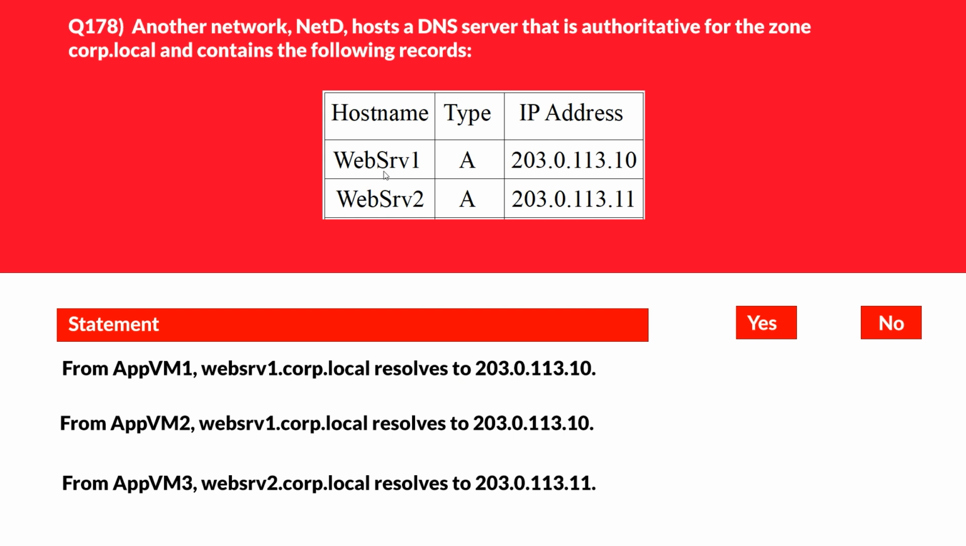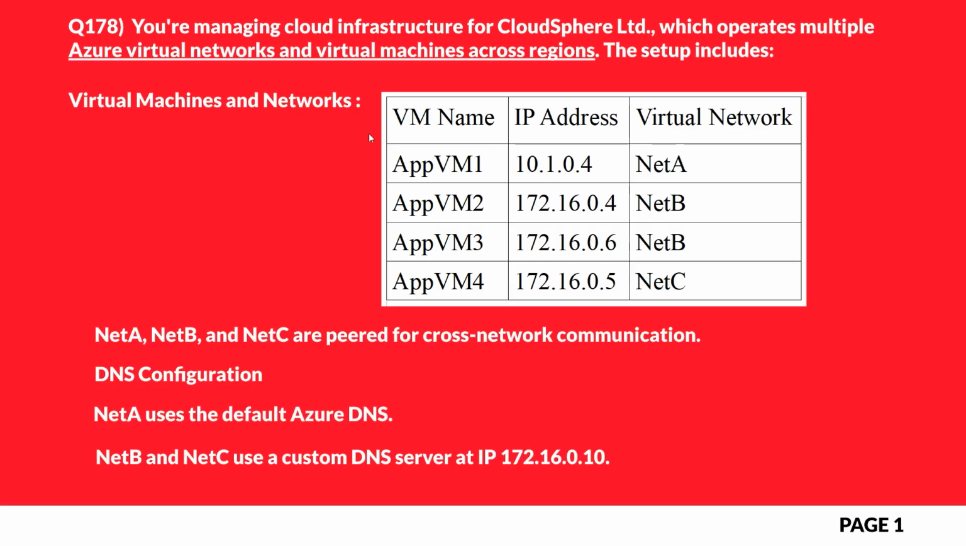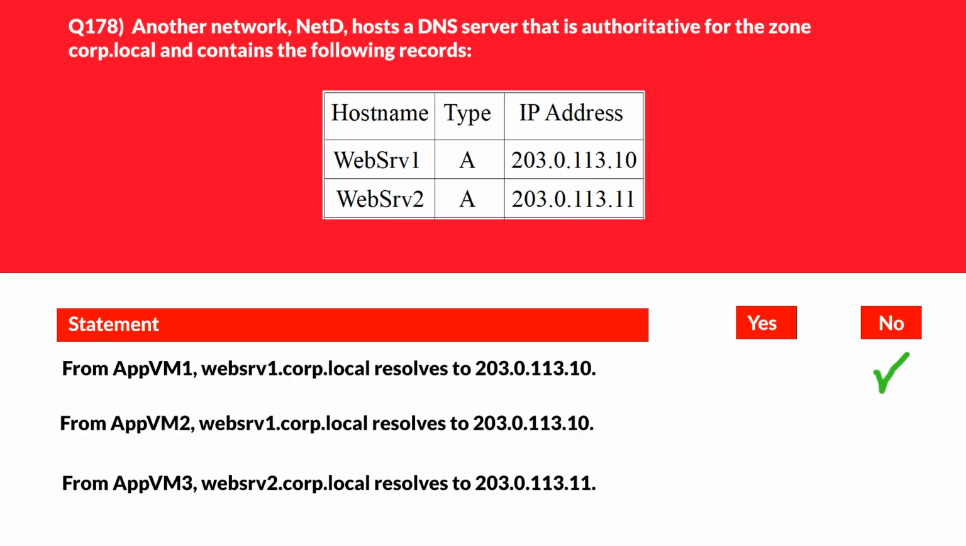So if we look here, app VM cannot resolve web server 1 corp local because it uses Azure DNS, which doesn't query custom DNS zones. Therefore the answer is no. If you look here, app VM1 says virtual network A, and net A uses default Azure DNS as mentioned previously. So therefore the statement is no. Now let's move on to statement 2.